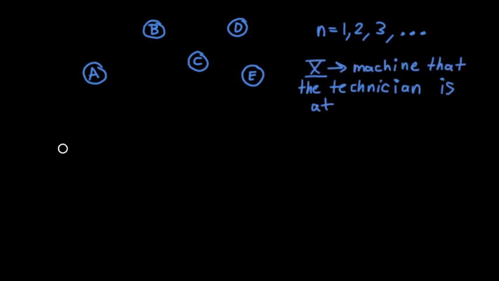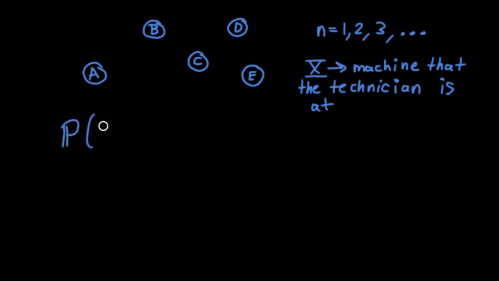Let's name some variables here. Let's say the steps that he takes in a day are called N. So it's one step, then two steps, then three steps, and on and on. And we'll use the random variable X to denote the machine that the technician is at. To connect these machines, we need to know a conditional probability. If you want more information on conditional probabilities, definitely check out the probability rules video.